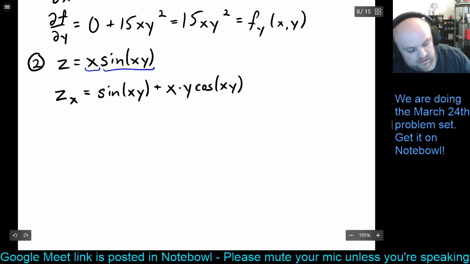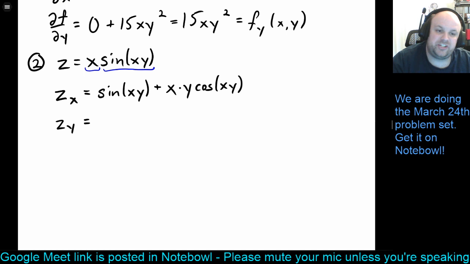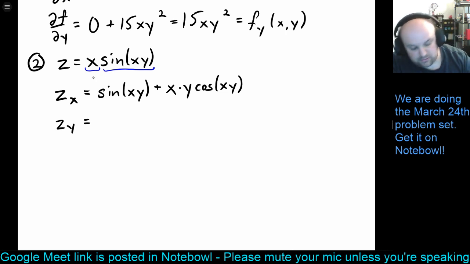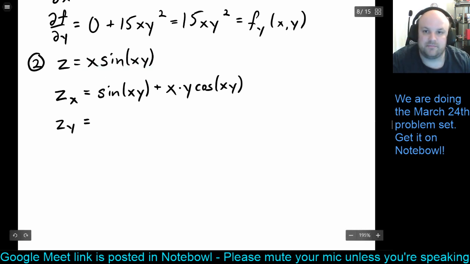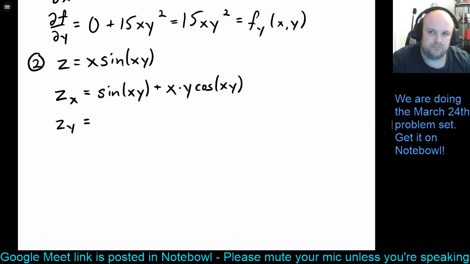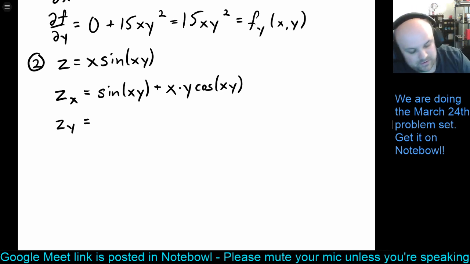Right? So how about zy? Well, now when we're differentiating this function with respect to y, it only has a y in one spot right here. So this is no longer a product rule at all. This is kind of like differentiating 2 sine of 2y. So we get x times the derivative of the inside, the x comes out, times cosine of xy.